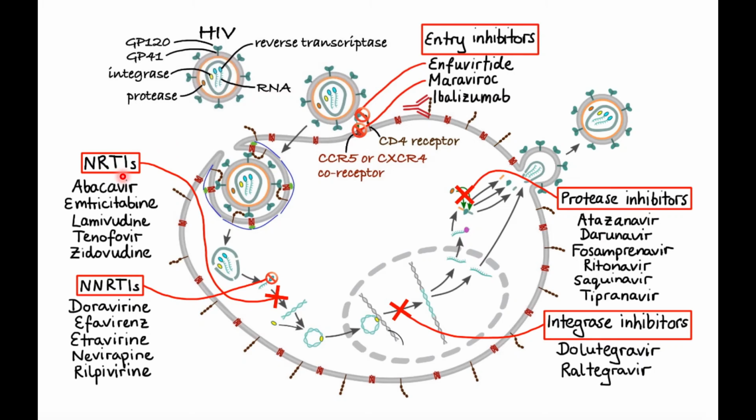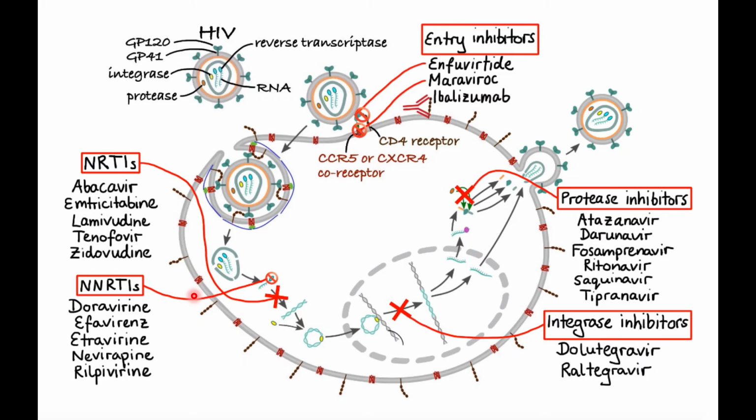The next group is nucleotide reverse transcriptase inhibitors, and these drugs prevent the development of the double-stranded DNA from the viral RNA. They inhibit the reverse transcriptase that is located in the viral capsid and is further released with the viral RNA to the cytoplasm of the cell. These include abacavir, emtricitabine, lamivudine, tenofovir, zidovudine, and many others.